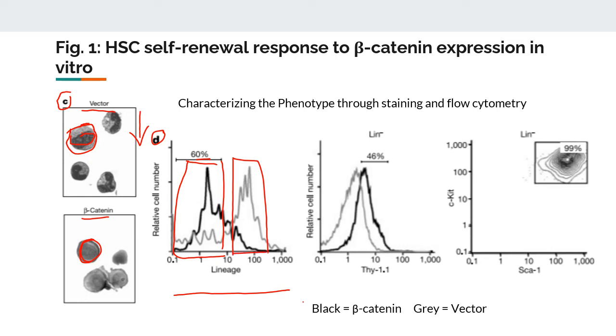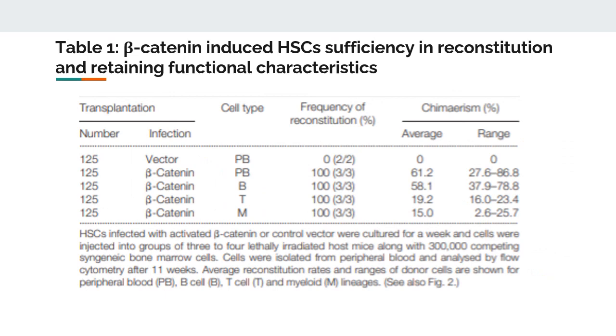And you can also see in this last diagram, which is comparing lin-negative, SCA1, and c-KIT, all of which are lineage markers for HSCs, they make up 99% of the cells. So this really indicates that the beta-catenin did not differentiate the HSC cells. So now we're moving on to our first table.